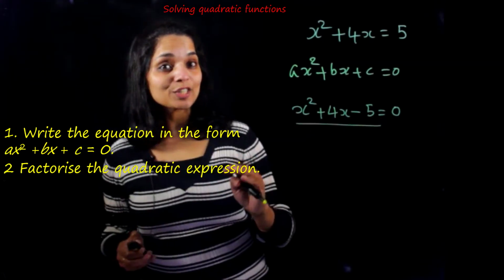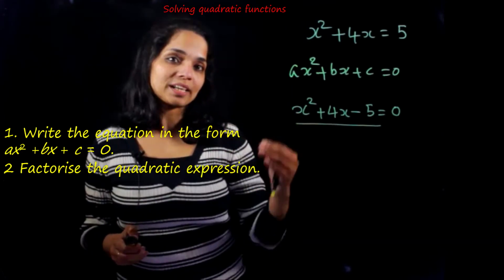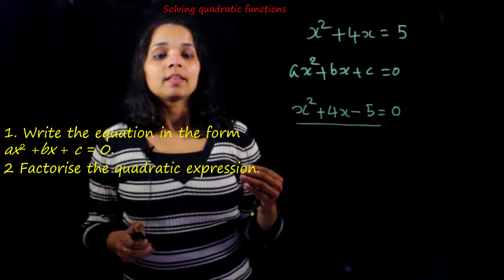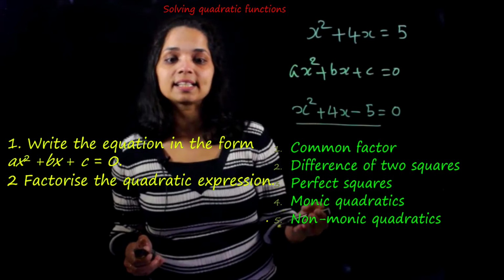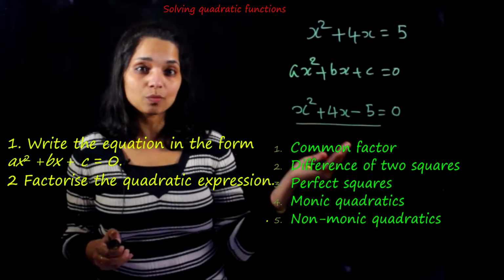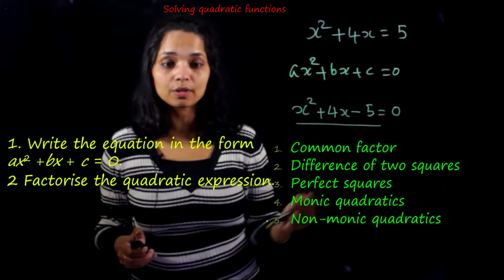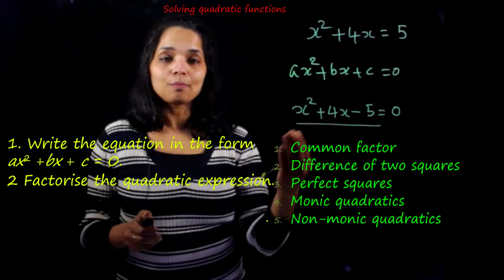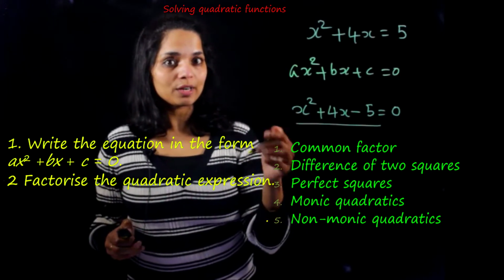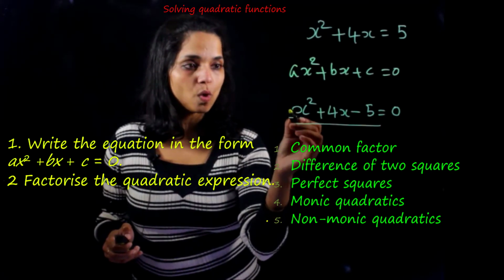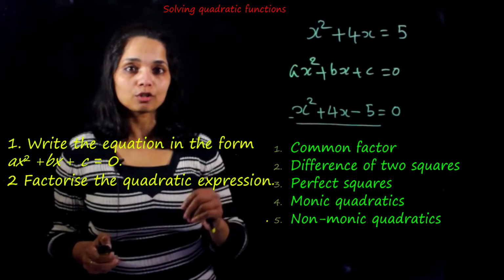For factorization, you can use any method that suits the situation. There are many ways to factorize a quadratic expression. If you can find a common factor, you can use that, which is not the case here. Difference of two squares doesn't work here. Perfect squares, no, this is not a perfect square. 5 is not a perfect square. This is a monic quadratic, a quadratic with coefficient 1 for the highest power.